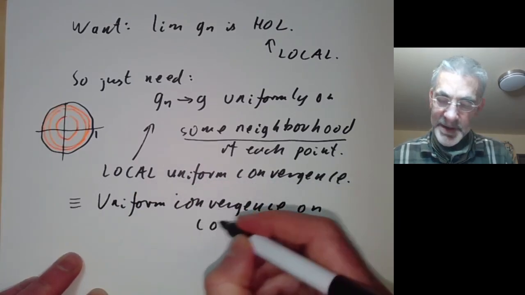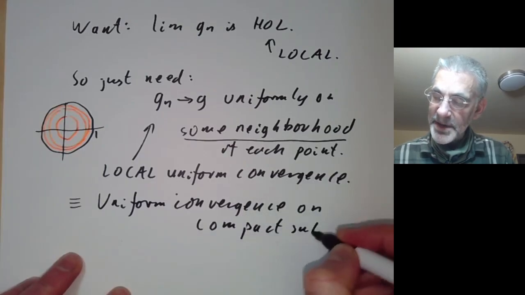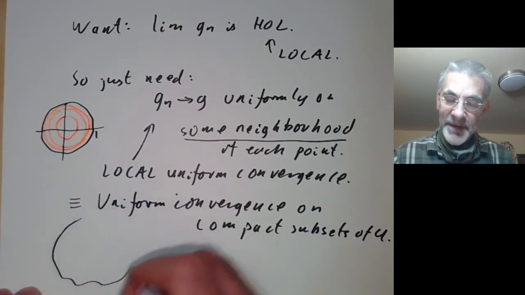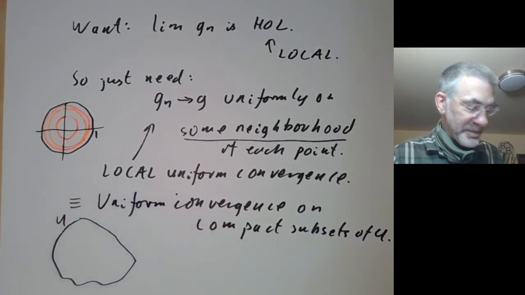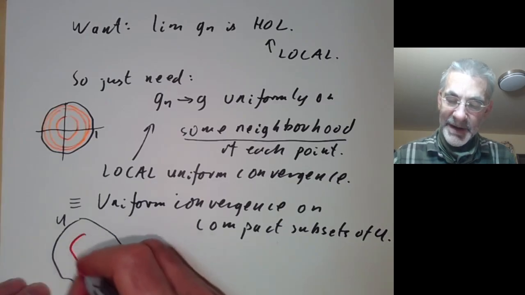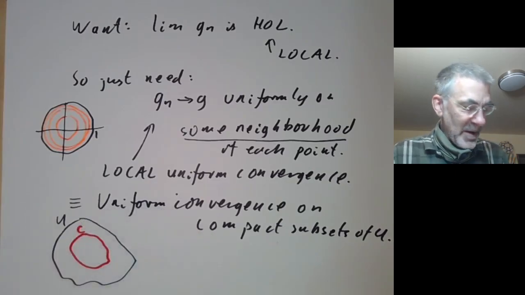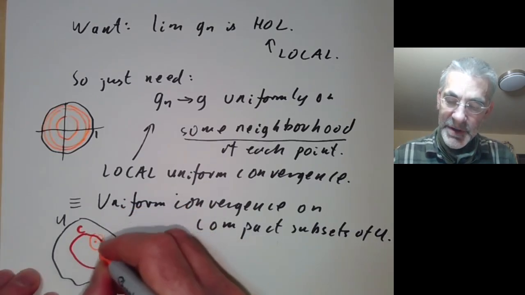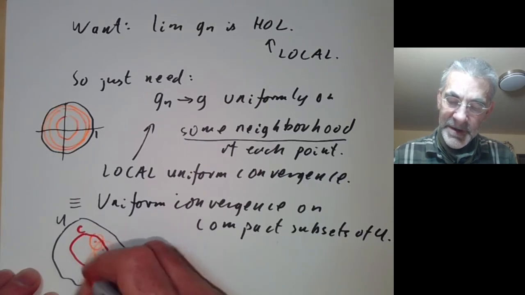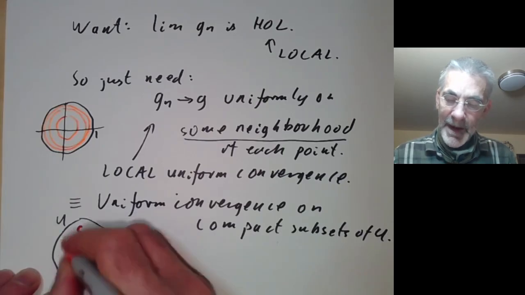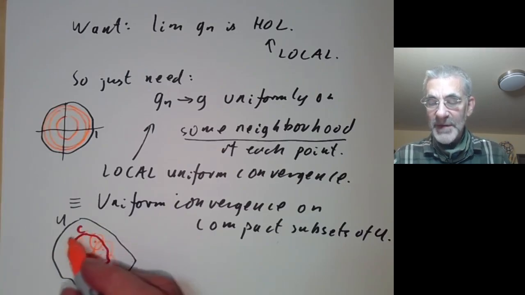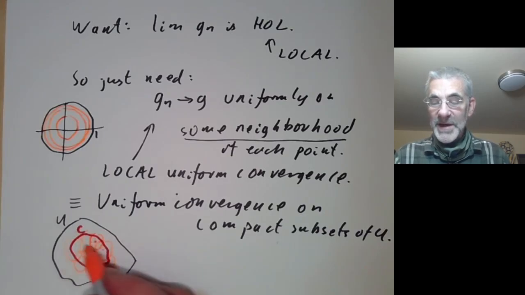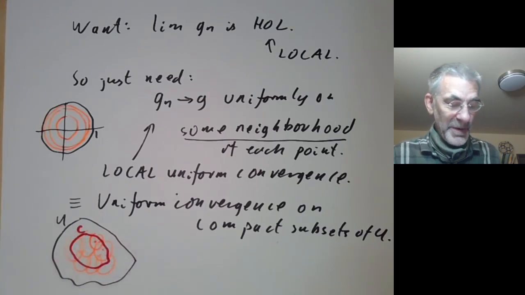on compact subsets of U. And the reason for this is if we take an open set U and we take some sort of compact subset C, then at each point of C we can find a neighbourhood such that the convergence is uniform. And since C is compact, we can cover C with a finite number of neighbourhoods on which the convergence is uniform, and it's quite easy to check that means the convergence is uniform on C.